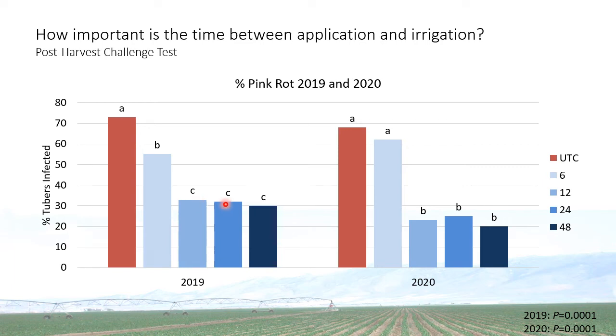You don't need to wait 24 or 48 hours, and this was substantiated in 2 different years. But if you go ahead and make your application and irrigate right away, you are going to lose some efficacy of the phosphite, even to the point where perhaps it doesn't work at all. And we don't want growers to be in that situation.